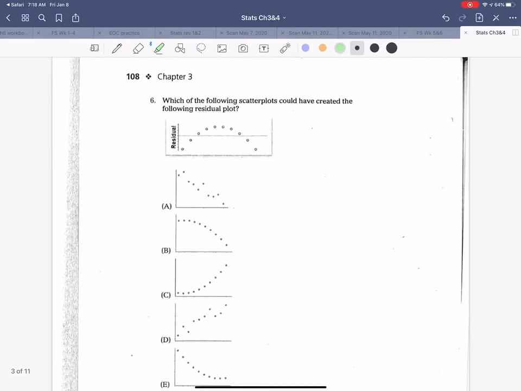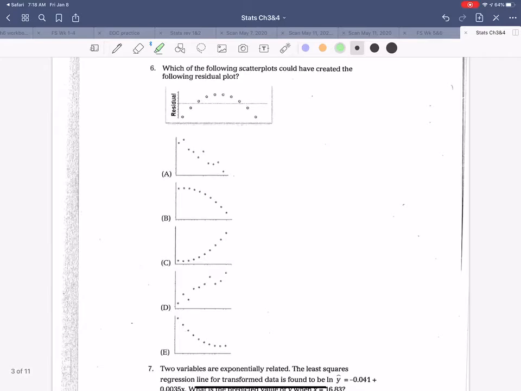Which of the following scatter plots could have been created? So again, we can tilt our paper. Essentially, it's saying we remember that at the beginning of our data set, we're below the line of best fit, and at the end, we're below the line of best fit. So let's see which ones that would be. This is the line of best fit. Let's kind of draw those in.